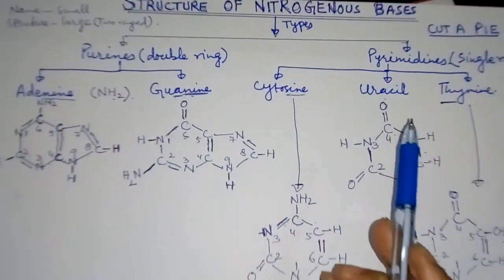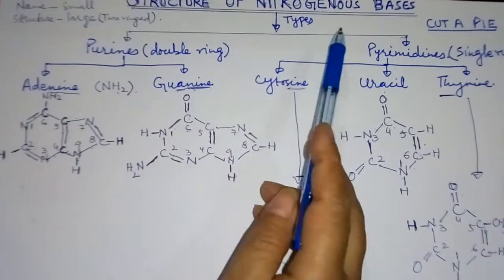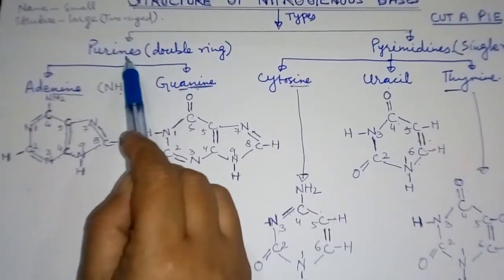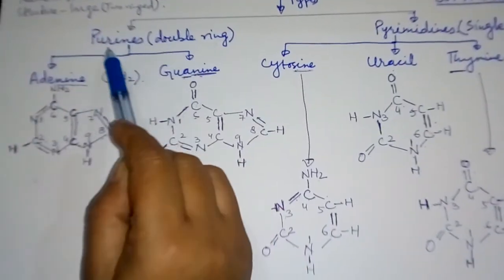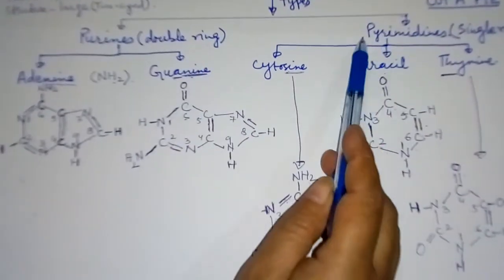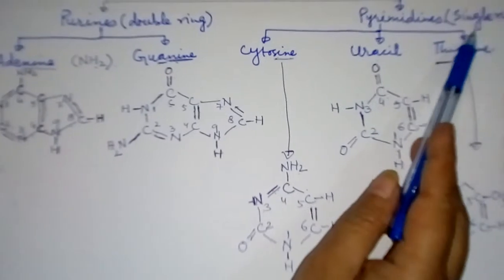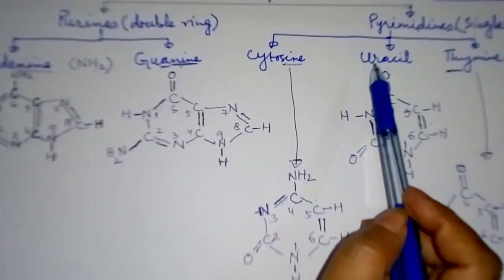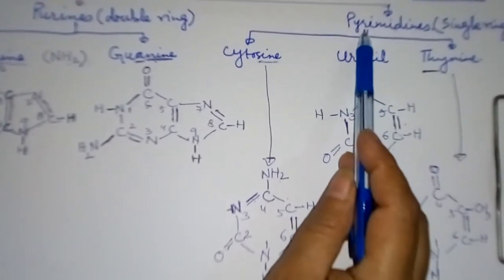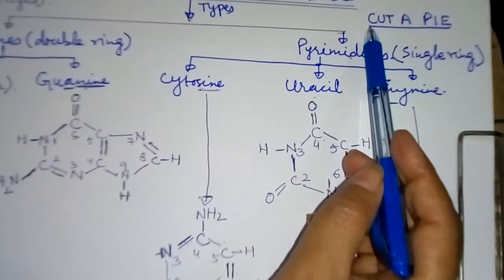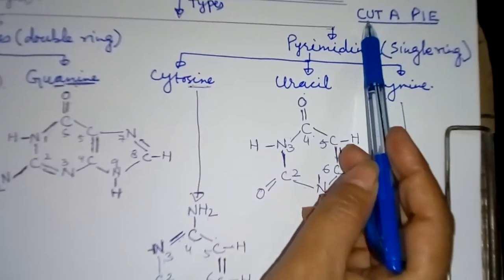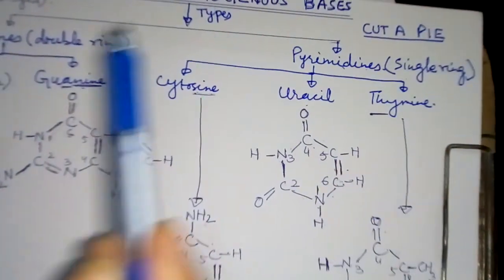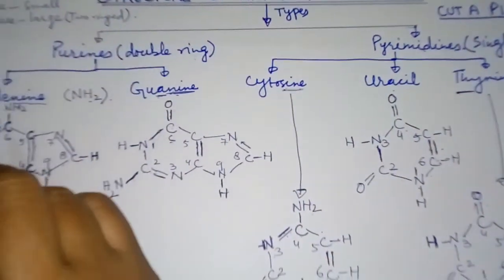Let me recapitulate the whole. There are two types of nitrogenous bases. Those with a double ring we call what? Purines. When their name is small, the structure is big. When their name is big, the structure is small. And the single ring structures are called what? Pyrimidines. What are the nitrogenous bases included in pyrimidines? You have to memorize it with this simple trick: cytosine, uracil and thymine are pyrimidines.